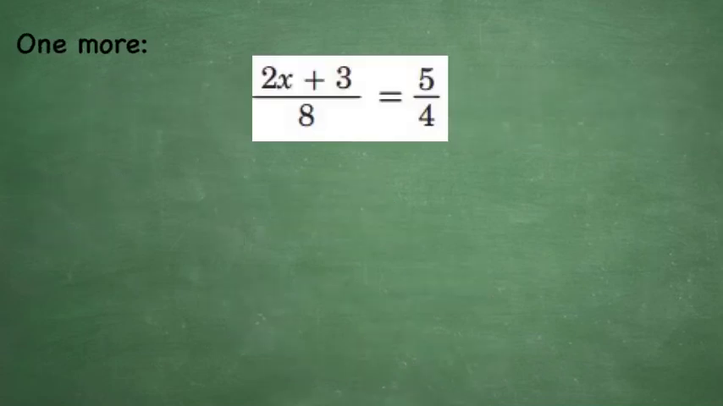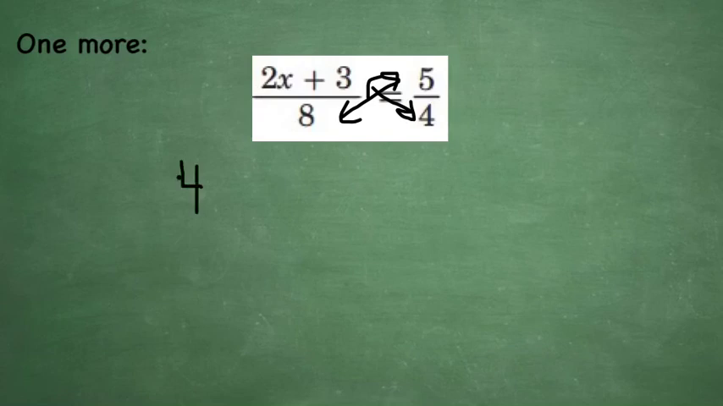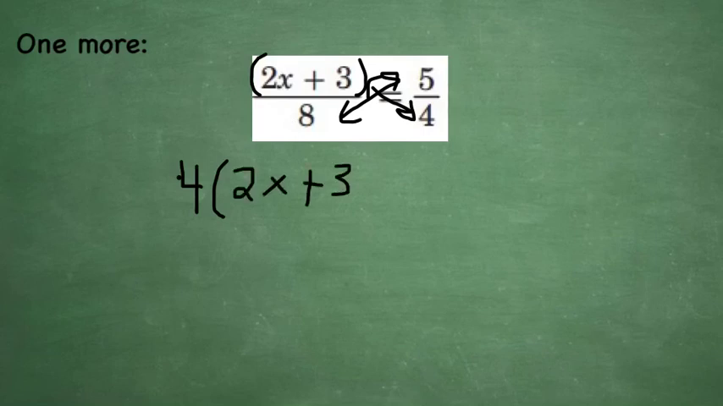Okay, the last thing we're going to do today is I wanted to show you, if you do see an example like this, it's a little bit different, but the process is still the same. So you're still going to use the cross product property. It doesn't matter which one you start with. You could start with 8 times 5 or you could do 4 times this whole quantity. And really, if you see that 4, we're going to multiply it by this entire quantity, whatever's up there. So I want you to write it out as 4 times 2x plus 3. We still set that up equal to 8 times 5.